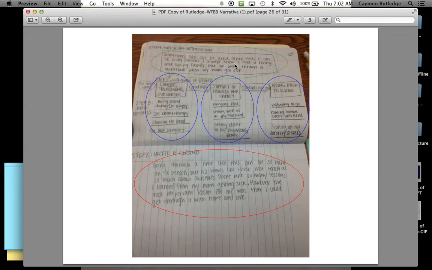Here's my example. That's what mine looks like. Again, I'm not sure if I'm going to do 3 separate paragraphs, but I went ahead and circled all 3 of them because that's kind of what I'm going to do. But if I feel like 2 of these could go together into 1 paragraph, I can do that. But my intro is green, my body is blue, and my closing is red.